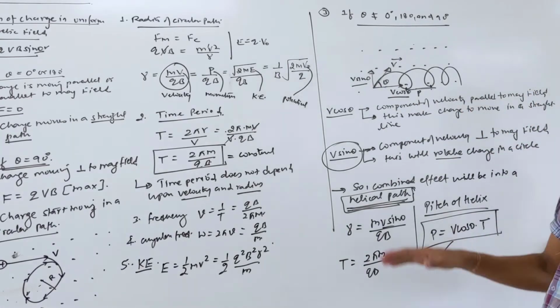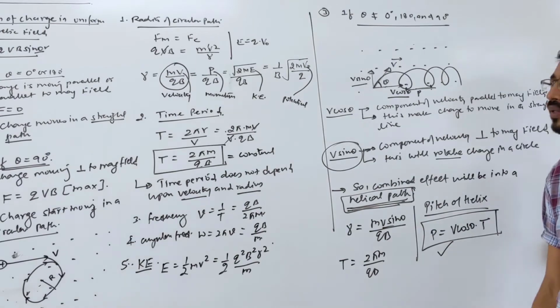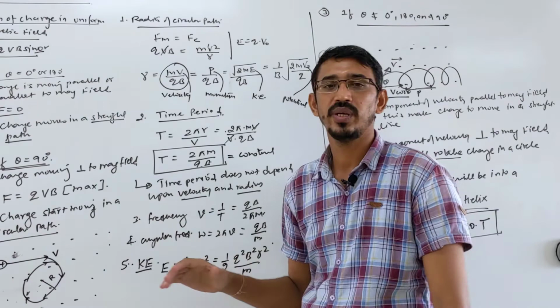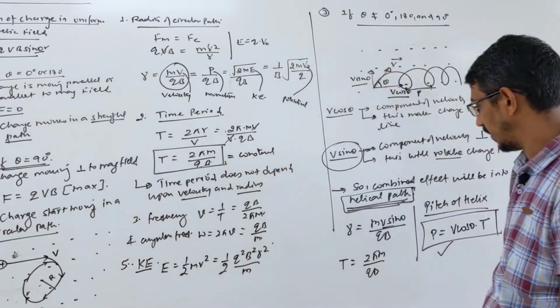So you have learned how a charge moves through a magnetic field, and now we'll see the application of this, the cyclotron. Then we'll do some numerical calculations on these formulas.